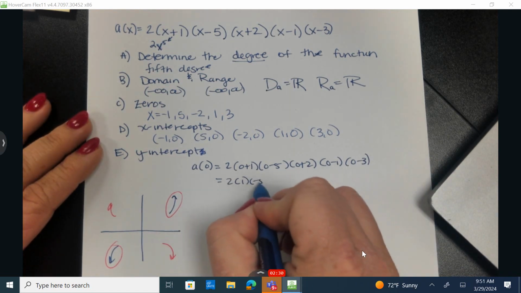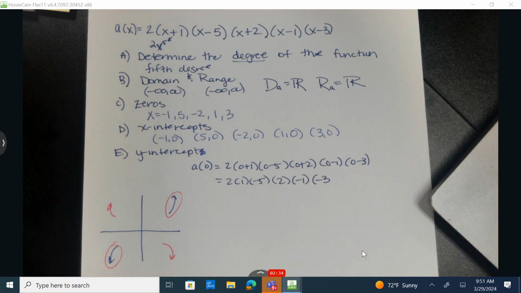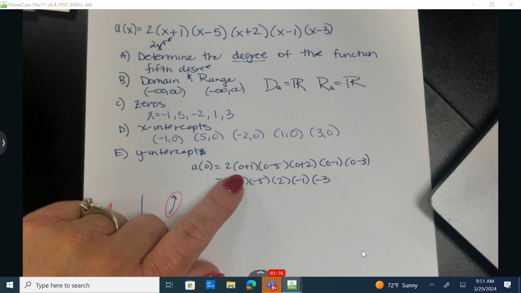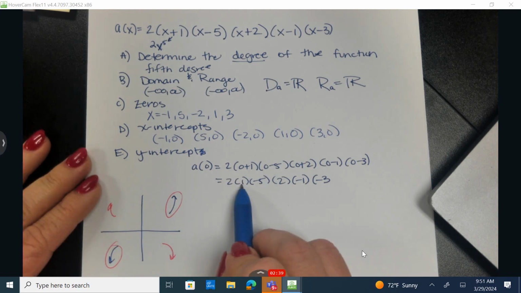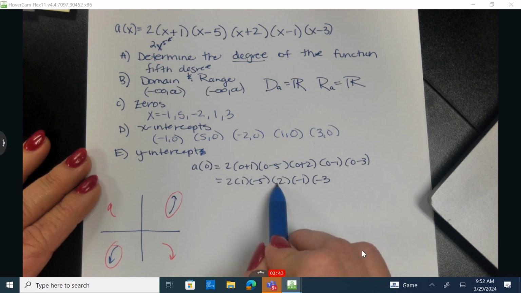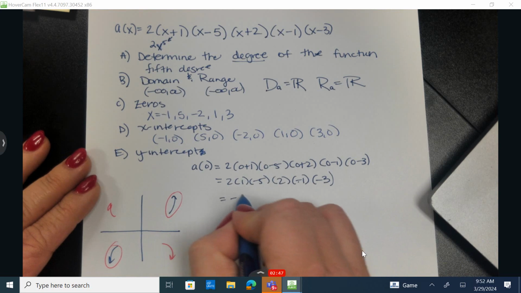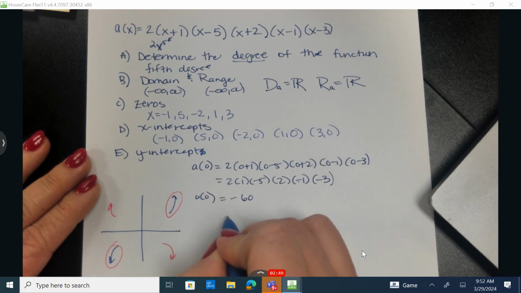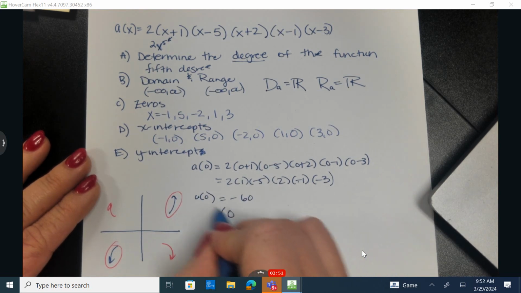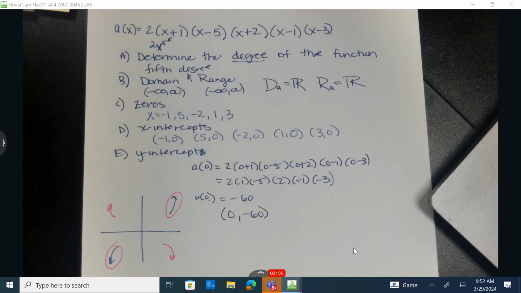And now on the right-hand side, let's figure out what is the outcome to this. 2 times 1, -5, 2, -1, and -3. And I just want to make sure. Okay, so let's multiply here. I have 2. 2 times -5 is -10. There's -20. Here's +20. +20 times 3 is going to be -60. So I could write down that when we have x equals 0, our output, or our y-intercept, is going to be -60.